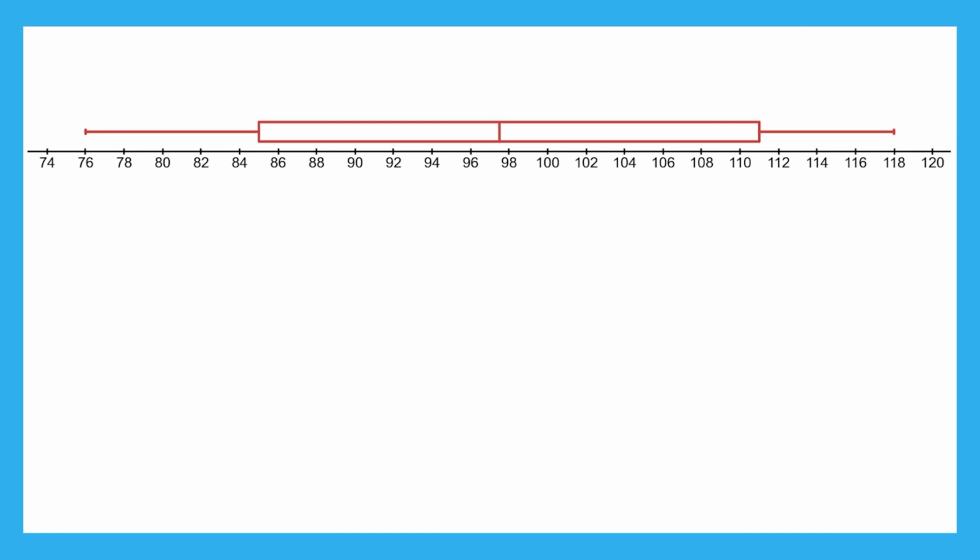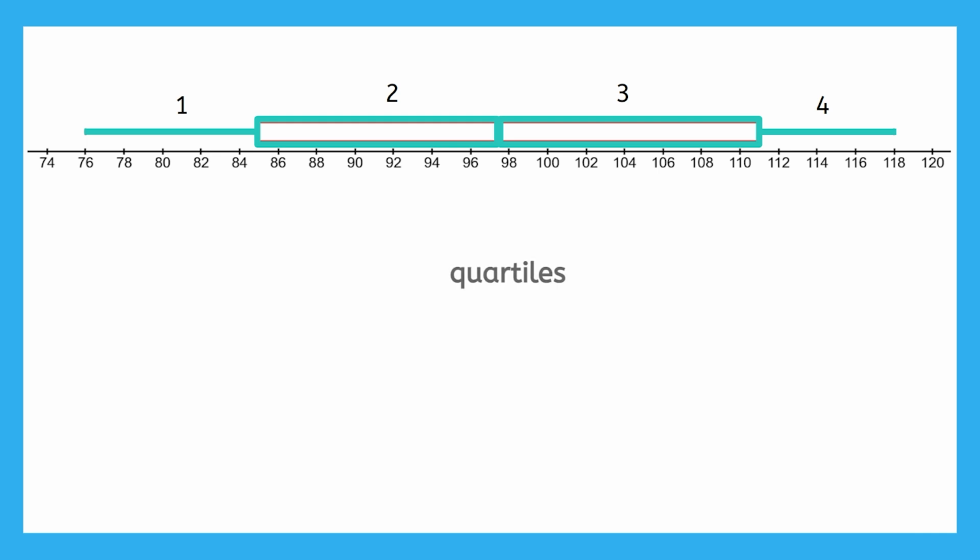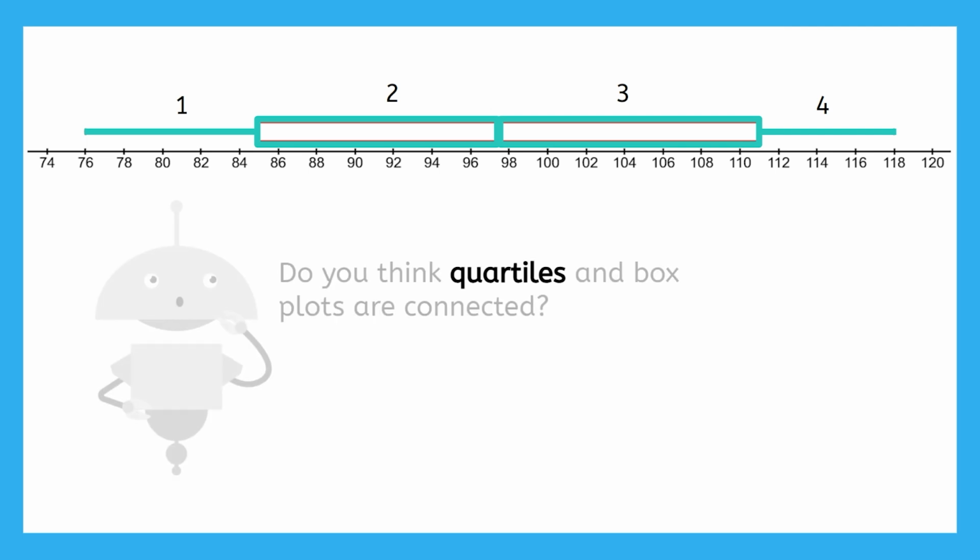So, how many total sections are there in a box plot? 1, 2, 3, 4. A box plot has 4 sections. 4 sections. Huh, that sounds familiar. What does this remind you of? In our last lesson, we worked with quartiles, where we split our data into 4 sections. Do you think quartiles and box plots are connected somehow?